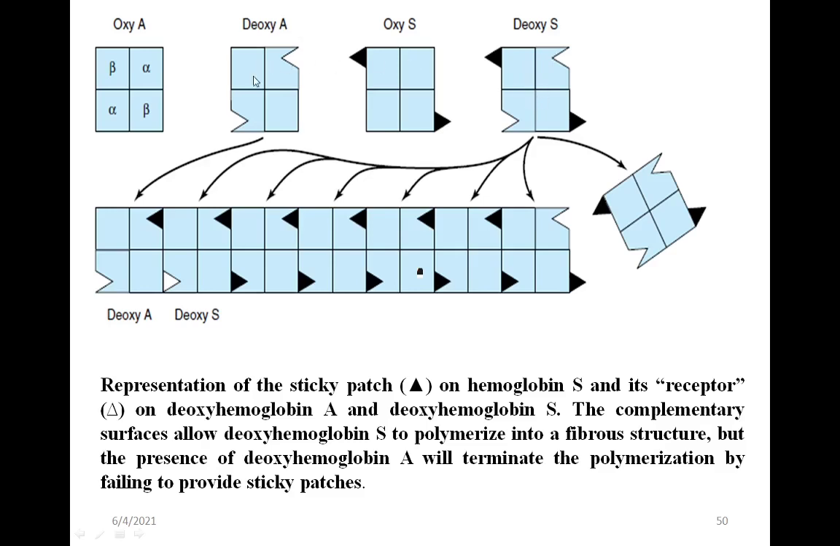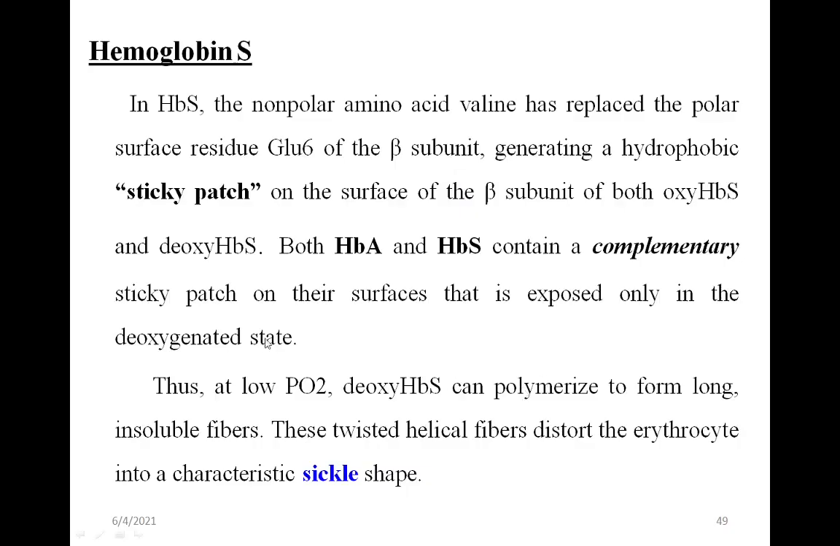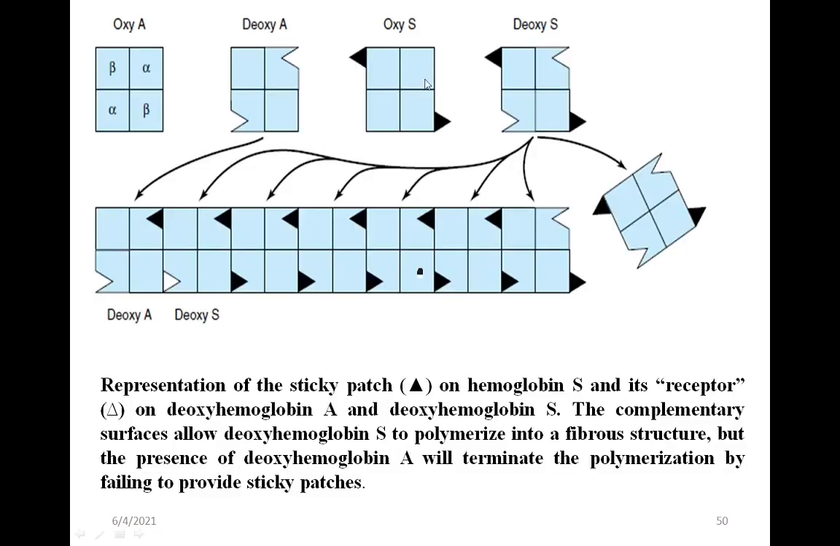So whenever all these hemoglobins are together in the deoxygenated state, they are exposed. On their surfaces, both hemoglobin A and hemoglobin S contain the complementary sticky patch, the binding area for the sticky patch, that is exposed in the deoxygenated state. This one is in the oxygenated state, so it is not exposed, but because this one is deoxygenated, it is exposed, isn't it?